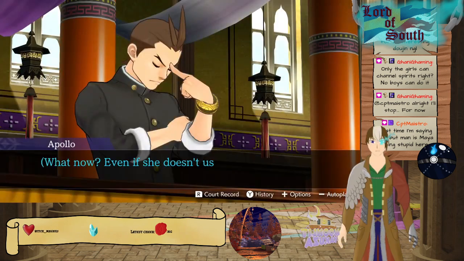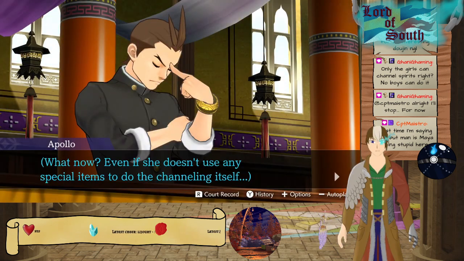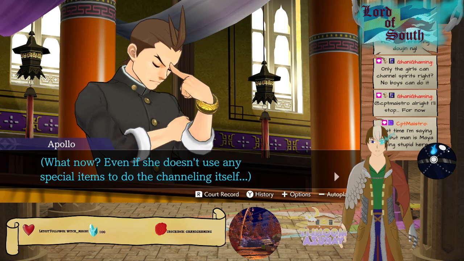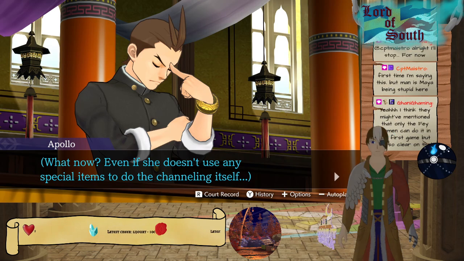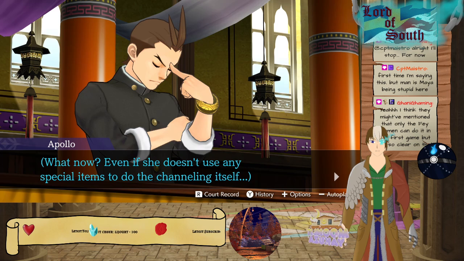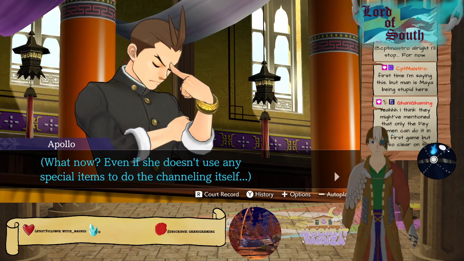First time I'm gonna be saying this, but man, is Maya being stupid here. Yeah, kinda. I just promised the Rook to not say anything. Okay, enough. We're gonna have to stop this cross-examination so you lose. Yeah, listen to her, Maya, you're trying to help the Rook. So are we. She wants him killed.